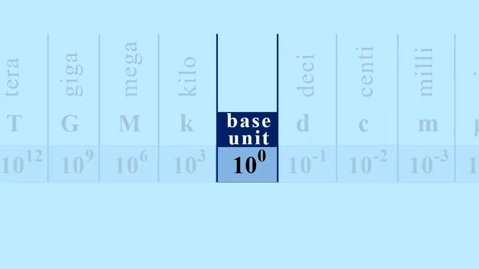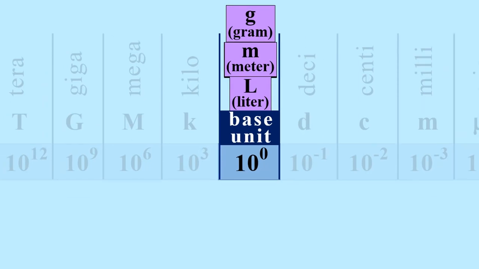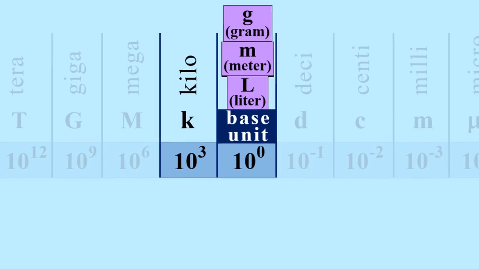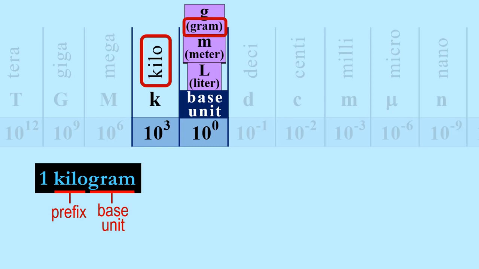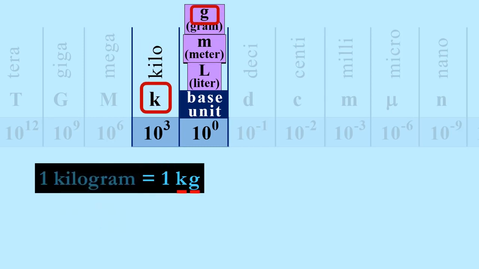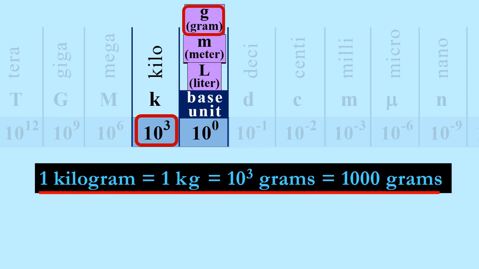So all prefixes are used with a base unit, such as gram, meter, or liter, and there are many other base units. Since each prefix represents a number, it is a shorthand for verbalizing a specific amount of that base unit. For example, in 1 kilogram, kilo is the prefix and gram is the base. It can be abbreviated with their symbols, kg for kilogram, and its meaning comes from the exponent. Kilo is 10 to the third, so kilogram is 10 to the third grams, or 1,000 grams.